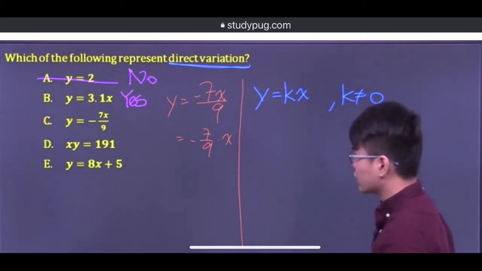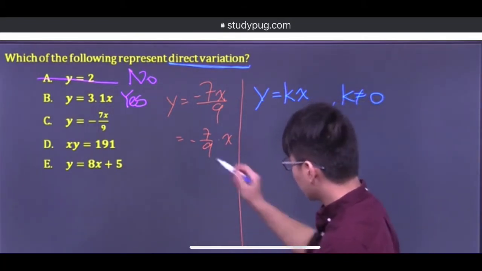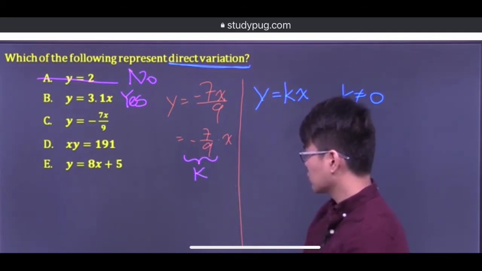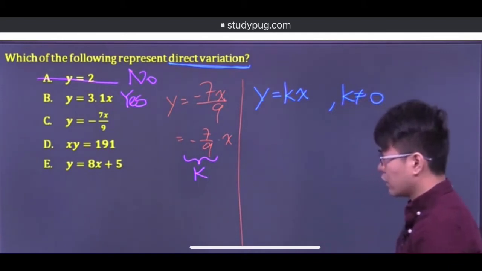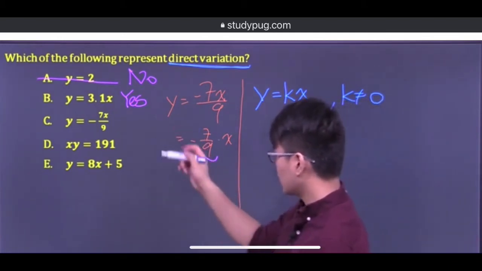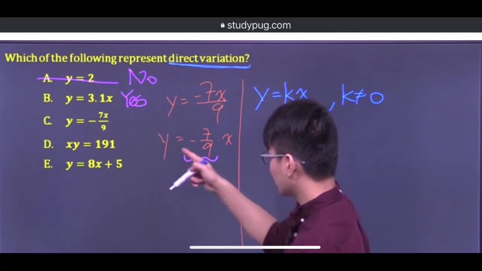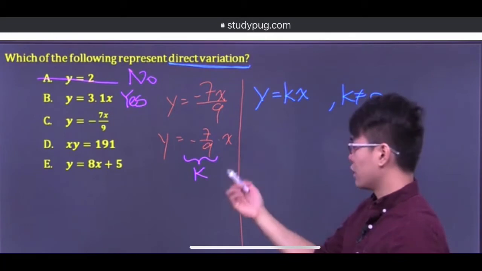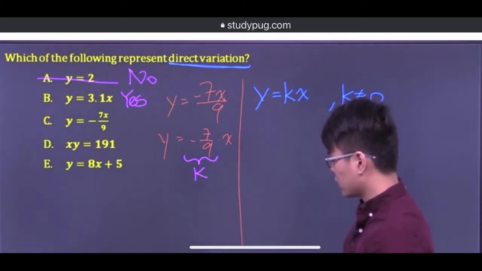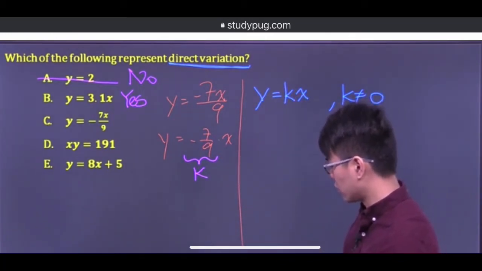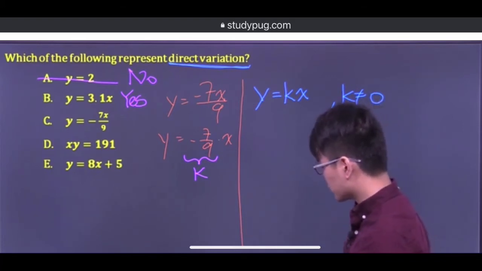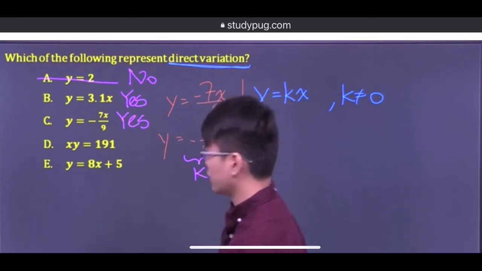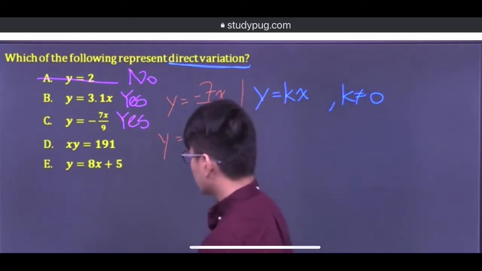If we rearrange it this way, we can see pretty clearly that this fraction here is our constant k. So we have y equals this constant multiplied by our x. This matches with what we have on the right side, which is our direct variation expression. So this is actually a direct variation. So far we have 2.